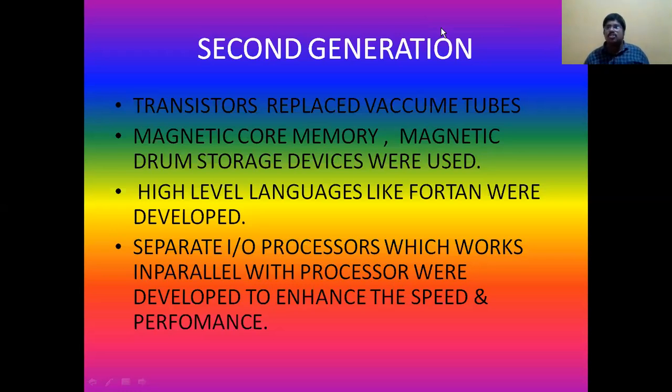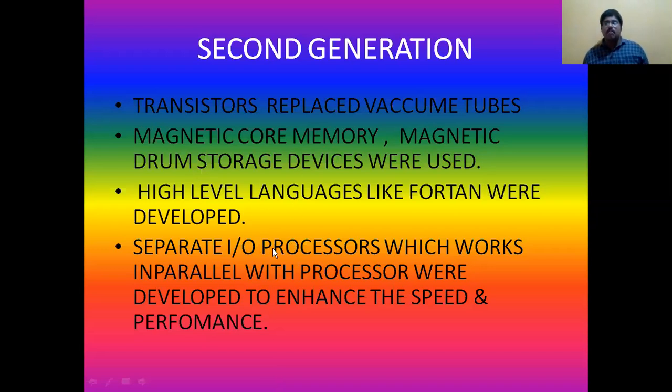In the second generation, they implemented high level languages for the first time. In first generation computers, there is no high level language. Whatever programming was written, was all written using machine language. Machine language means binary language in the form of zeros and ones. In the second generation itself, they implemented the high level language. Fortran is the first high level language. And there are separate IO processors which work in parallel. That means parallel operations started in the second generation. Okay, so that is about the second generation.